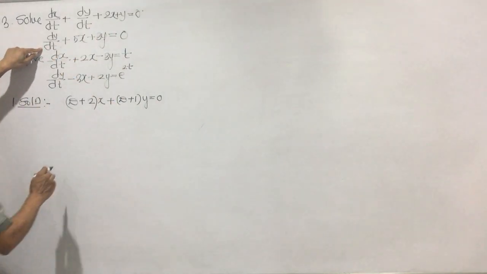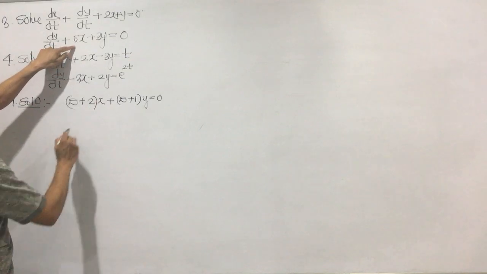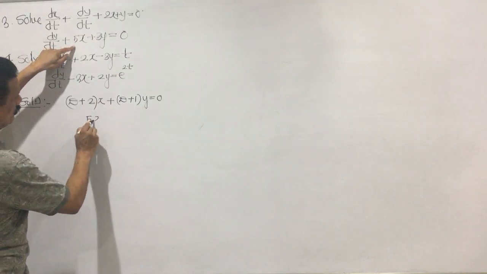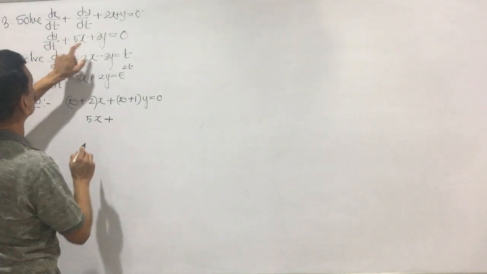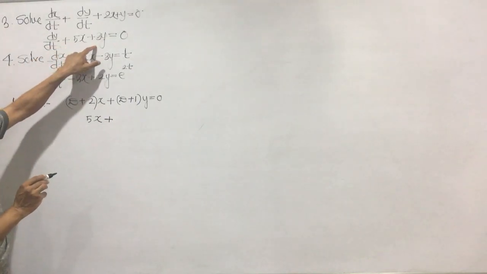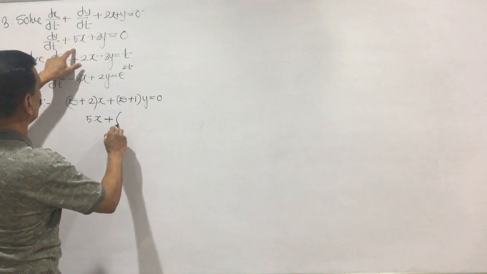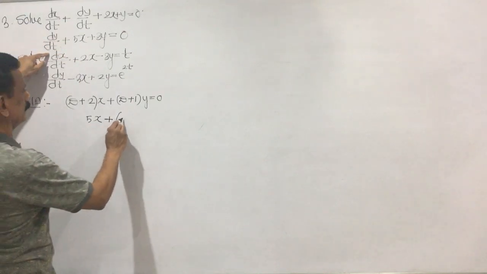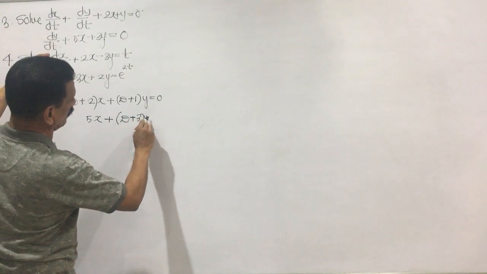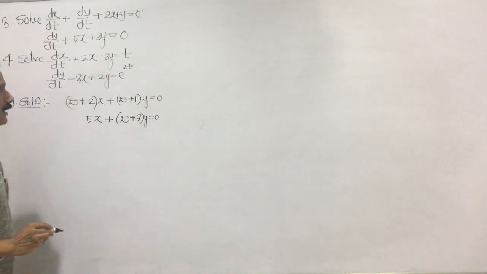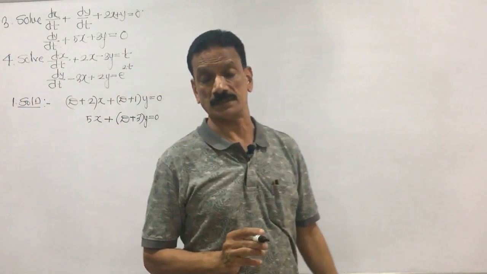After that I write here the second. So first I write 5x, there is no differential operator, simply 5x plus dy by dt plus 3y, I take y common, and for d by dt I write D, which means it is D plus 3 which is operated on y is equal to 0. Okay, let us solve these two equations.